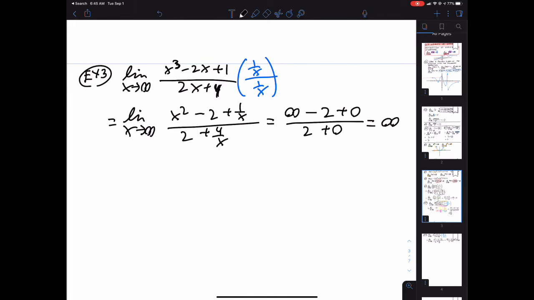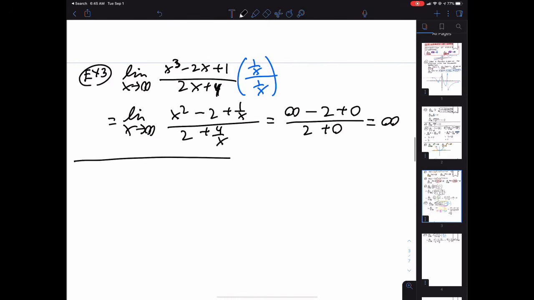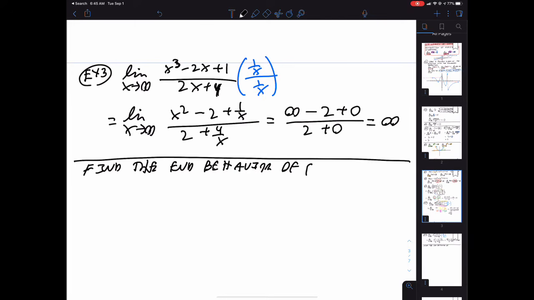Here is the crazy one. We're going to find the end behavior of, wow, you're not going to like this, 10x cubed minus 3x squared plus 8. That's not the bad part. This is the part you're not going to like: the square root of 25x to the 6th plus x to the 4th plus 2.